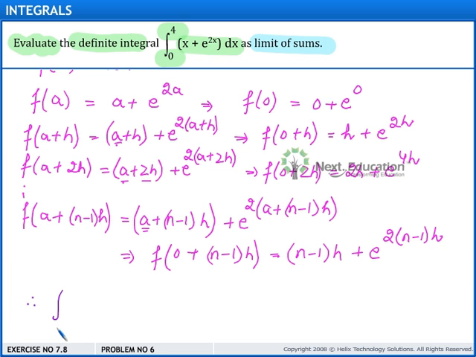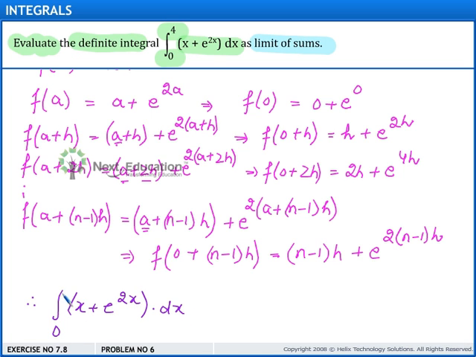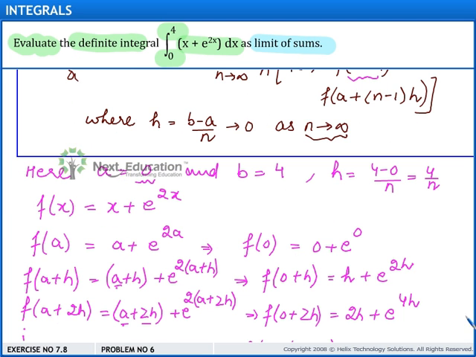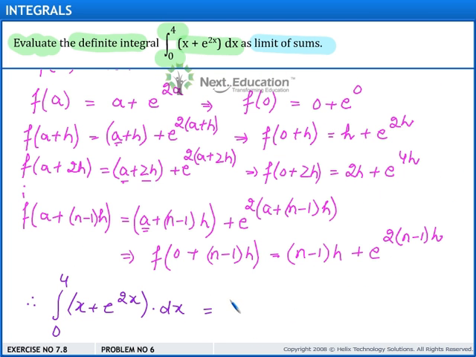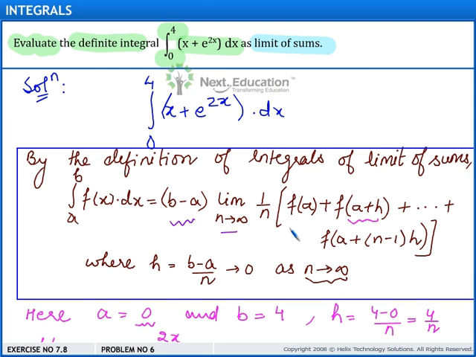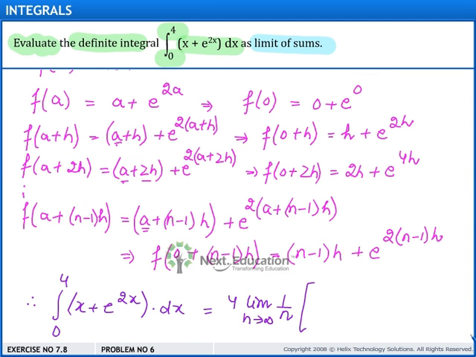Therefore, the integral of x plus exponential raised to the power 2x dx from 0 to 4 is given by (b minus a) into the limit as n approaches infinity of 1 upon n. So b minus a here is 4 minus 0, then the limit of 1 upon n as n approaches infinity. Then we have f(a) plus f(a plus h), so on up to f(a plus (n minus 1) into h).